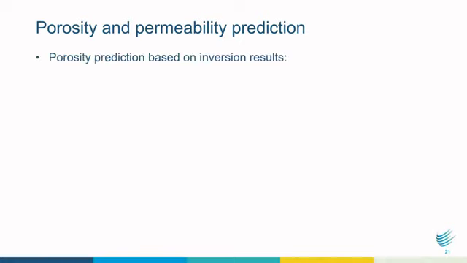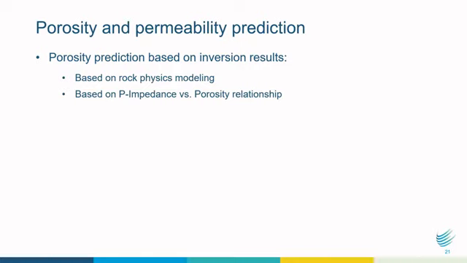Typically, the most common methods for porosity prediction based on inversion results are based on rock physics modeling, based on the P impedance versus porosity relationship. It might even be linear regression. Then there is multilinear regression, co-simulation, and last is machine learning.